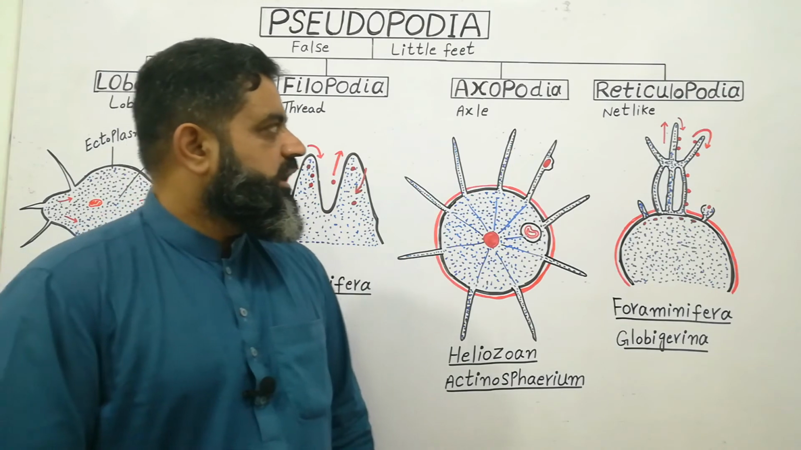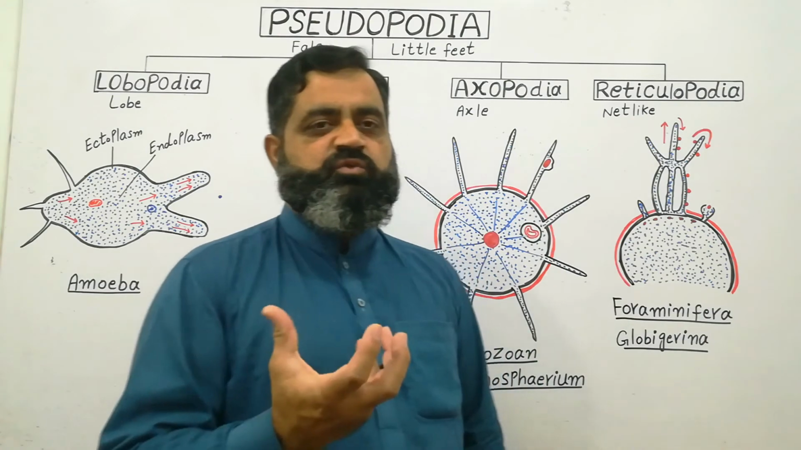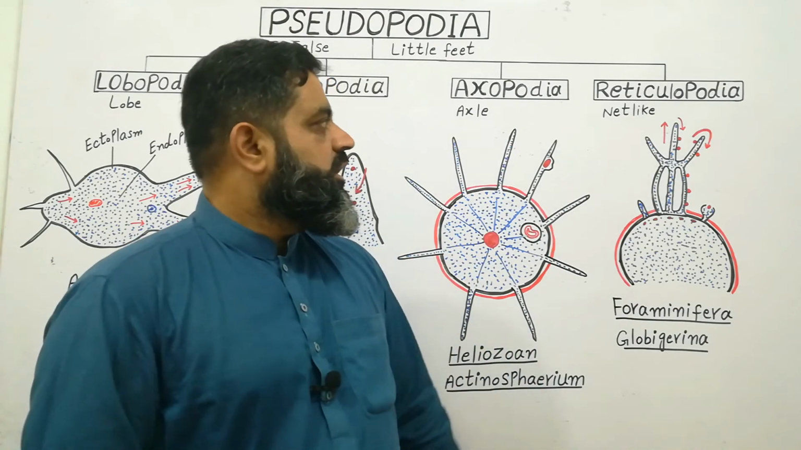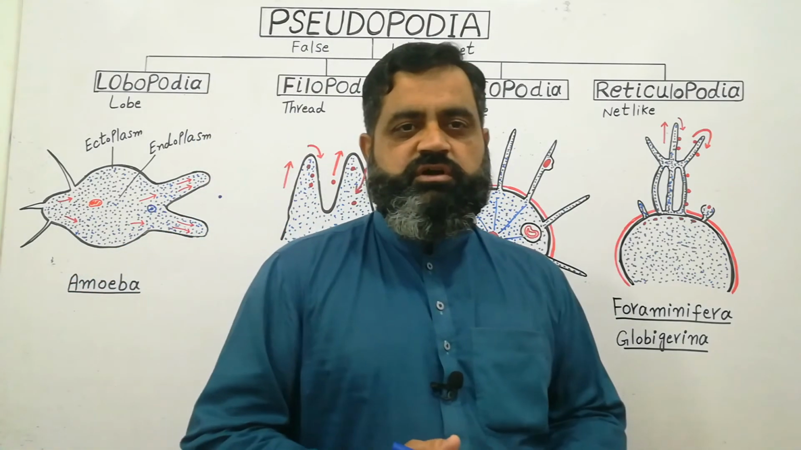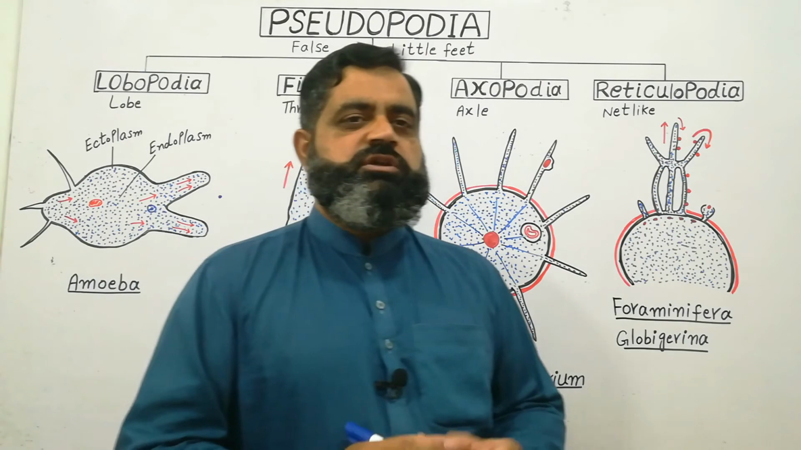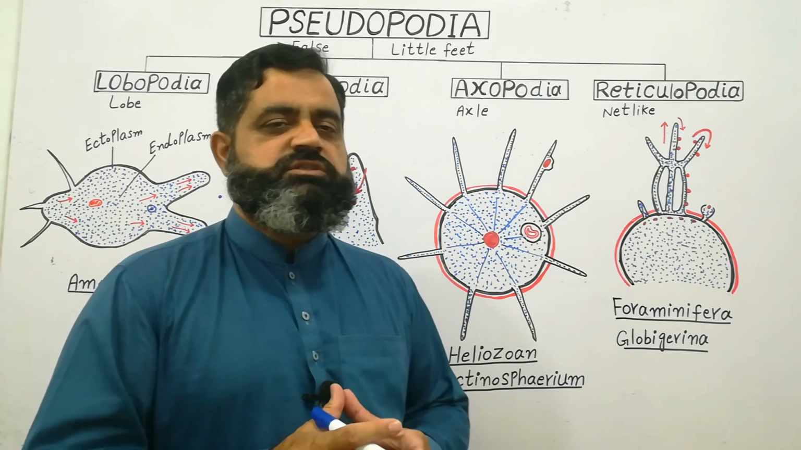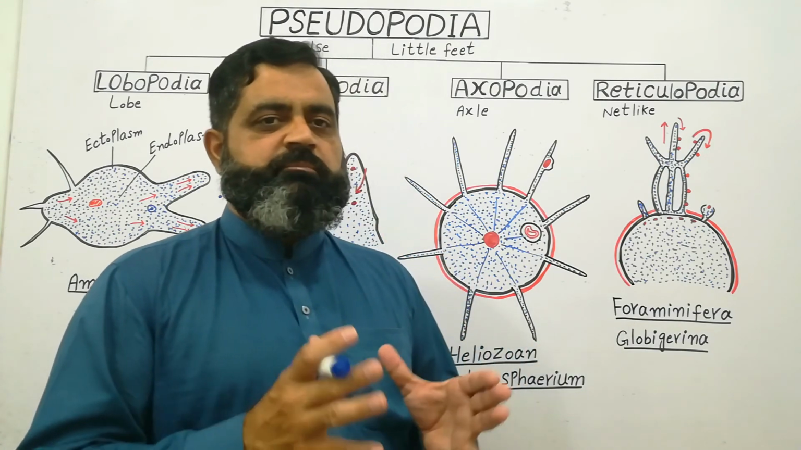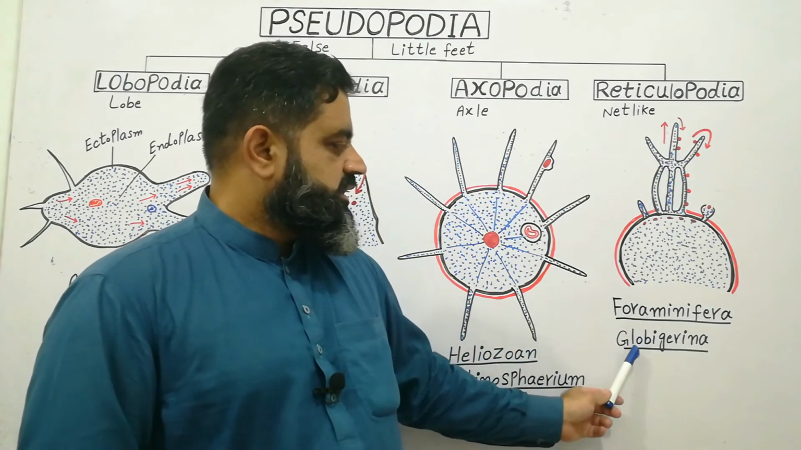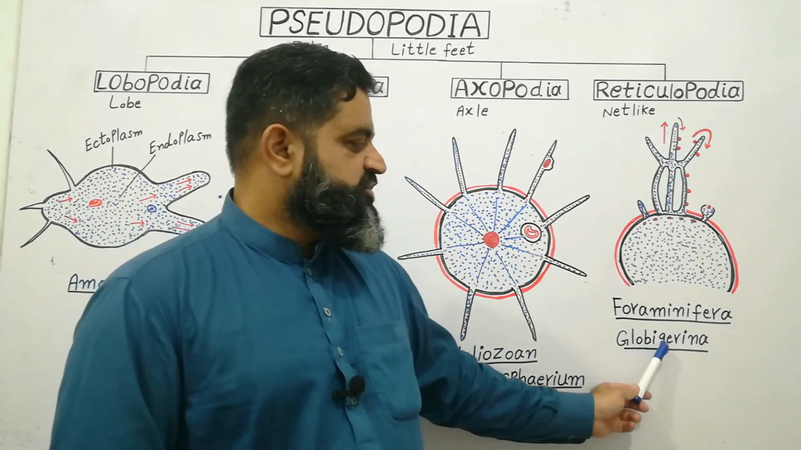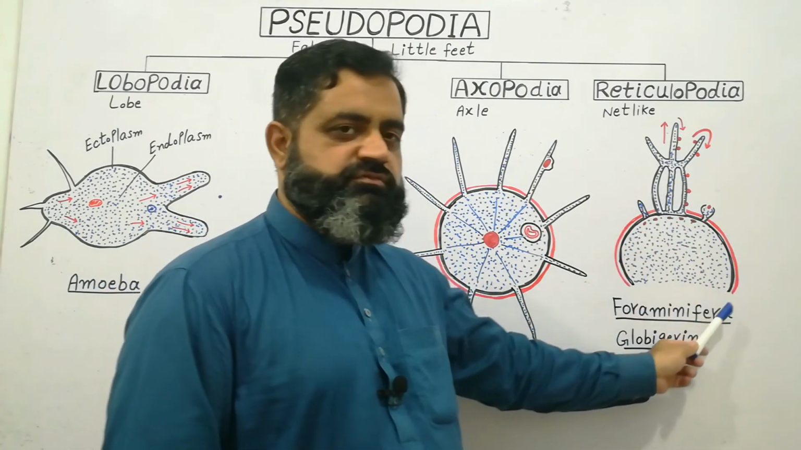The final and the last pseudopodia are Reticulopodia, which are in the form of a network, net-like. Reticulo means network. These types of pseudopodia are present in foraminifera. As I already mentioned, foraminifera are found in marine water. They are usually involved in the formation of chalk and limestone deposits in the oceans because their dead bodies, their tests, deposit and form a mud-like structure at the bottom of the oceans. An example of foraminifera is Globigerina. It is an amoeba-like animal which has a test or shell on the surface of the body.